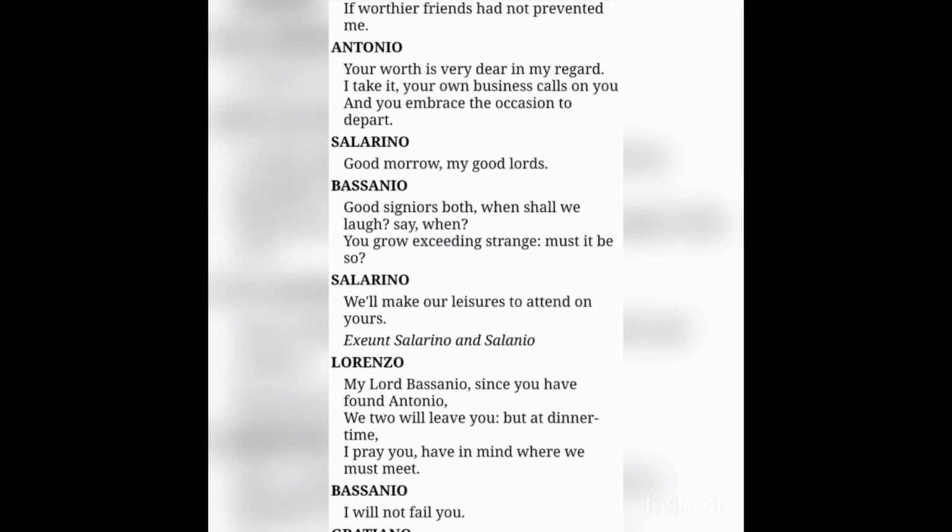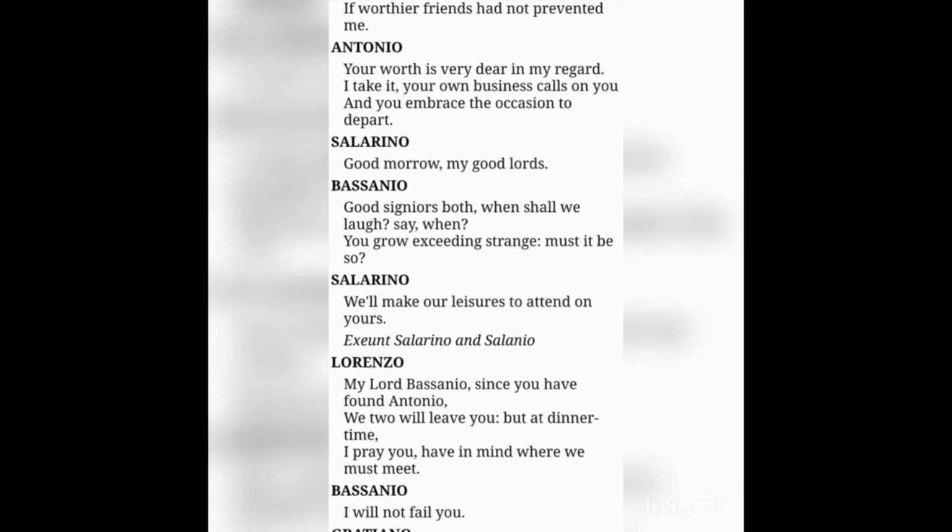Bassanio says to Salario and Salanio, good signors both, when shall we laugh? Say when. You grow exceeding strange, must it be so? He says to Salario and Salanio, both of you are good men. When are you going to have fun times together? When are you going to have a get together with us? Tell me when. You're practically becoming strangers now that you do not meet very often. It doesn't have to be that way.